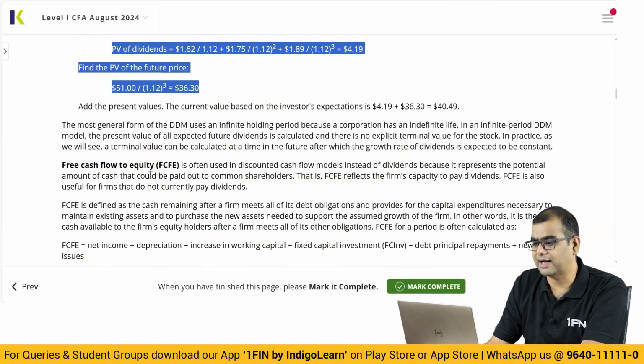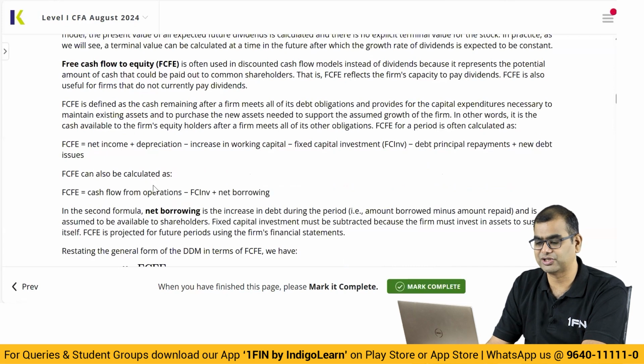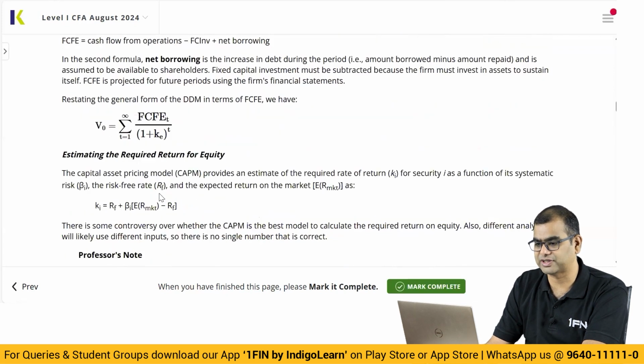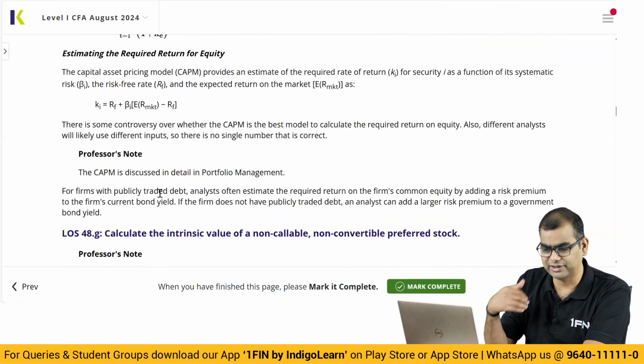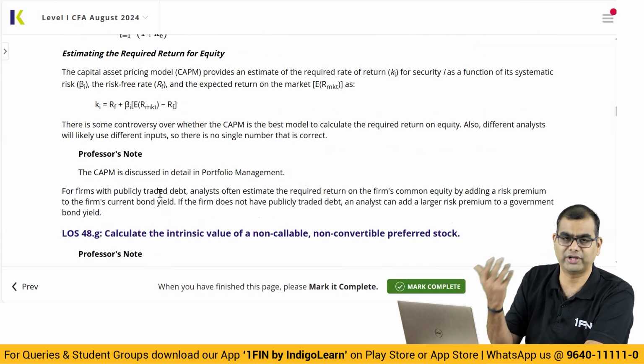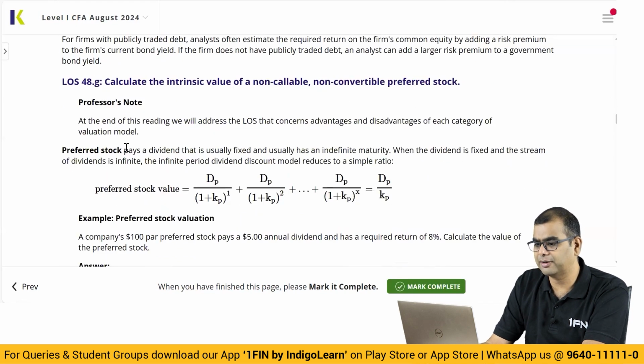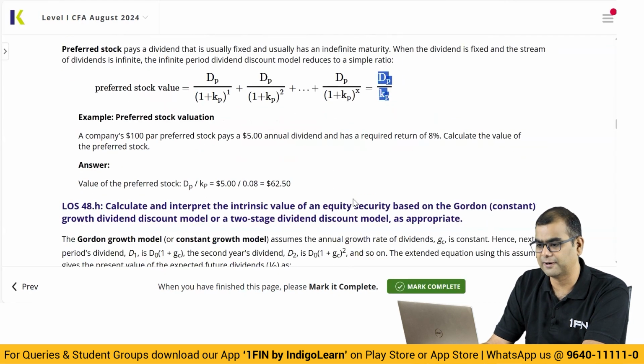Then this part, FCFE, we will come to FCFE. First, let us finish off this dividend discount model, then we can come to FCFE, because just like you are discounting dividends, you can also discount free cash flow to equity. We will come to that later. Then we have also discussed what is cost of equity and CAPM model, that is also done. Then preferred stock, I told you, because there is no growth rate in dividend, it is DP by cost of preferred stock.